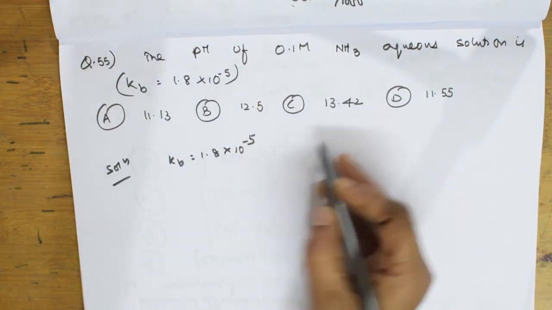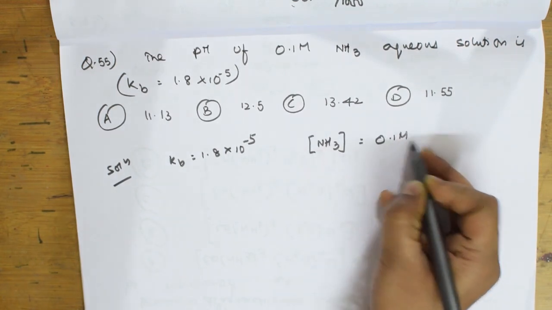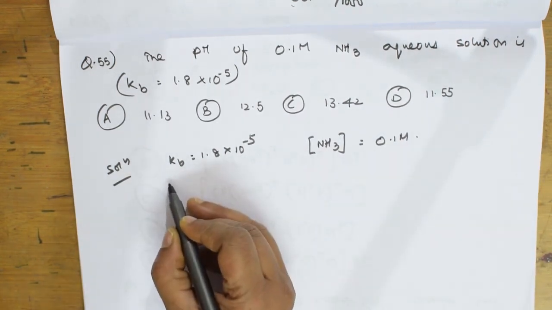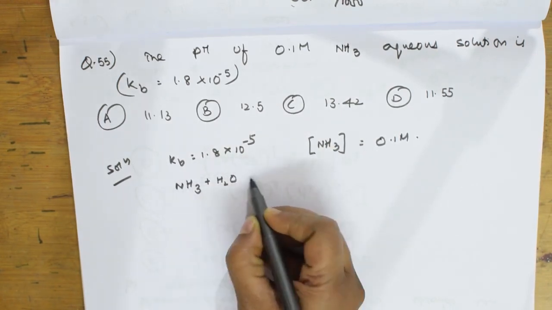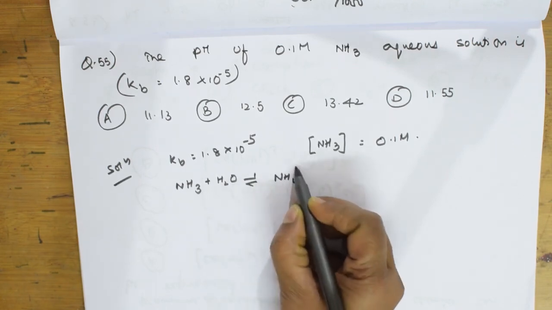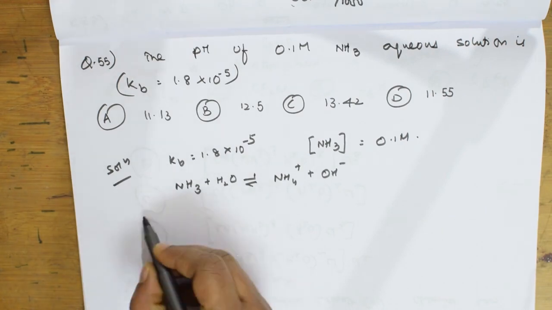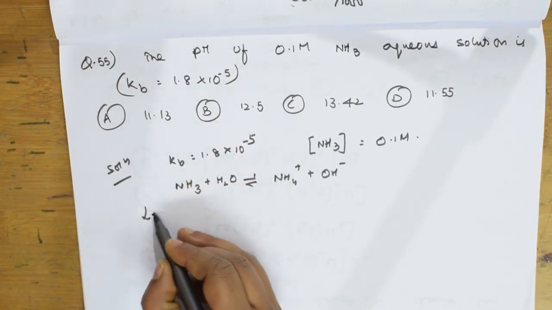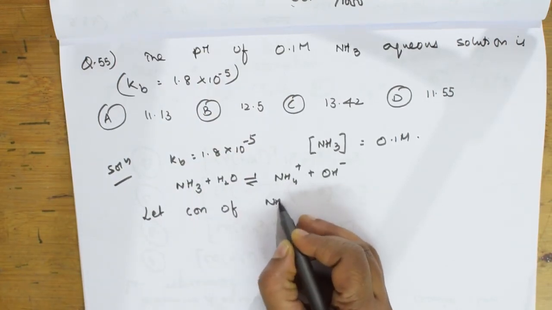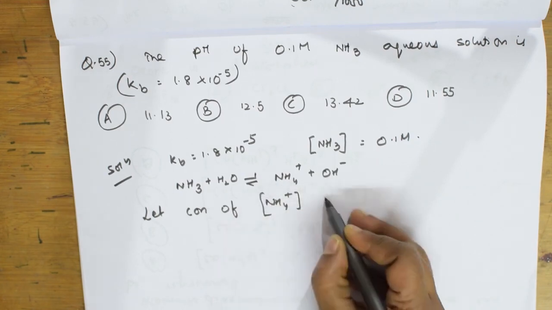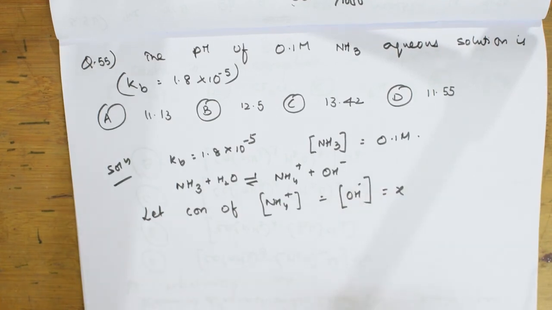Done. What is the concentration of ammonia? Concentration of ammonia given is 0.1 molar. Now let us write the reaction. What did they say? Aqueous solution. So that means ammonia is dissolved in water, which dissociates into ammonium ions plus OH minus ions. Right. We have to find the pH value, isn't it? Now what do we do? Let concentration of NH4 plus be equal to concentration of OH minus, it is X.